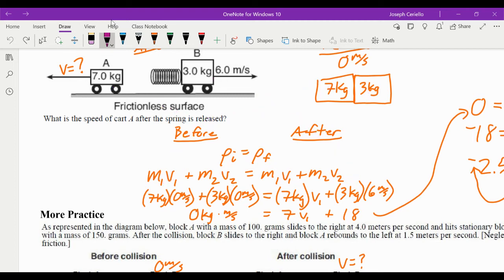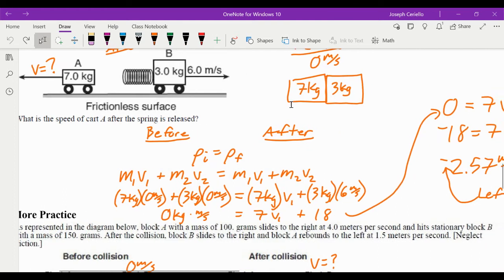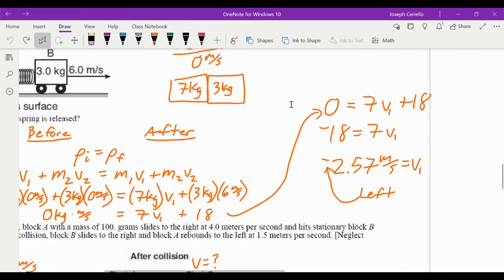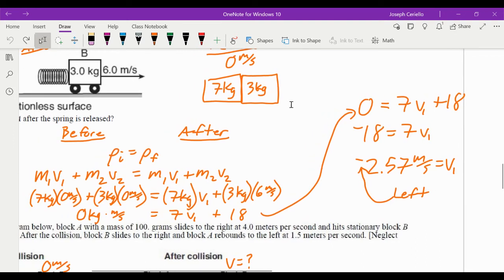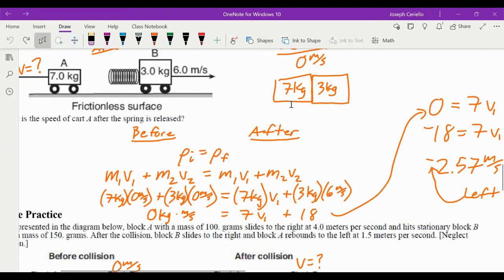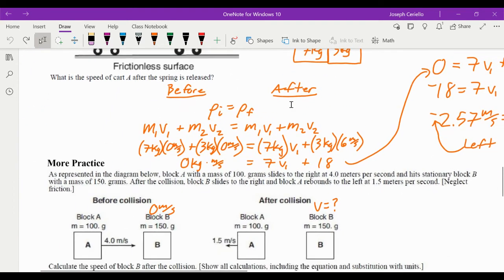Work through the algebra here, and you should end up getting that the velocity of cart A is negative 2.57 meters per second, which should make sense to you because it's going to the left, right? If positive 6 meters per second is to the right, that means anything going to the left would be a negative velocity. All right, so we have some extra practice here.